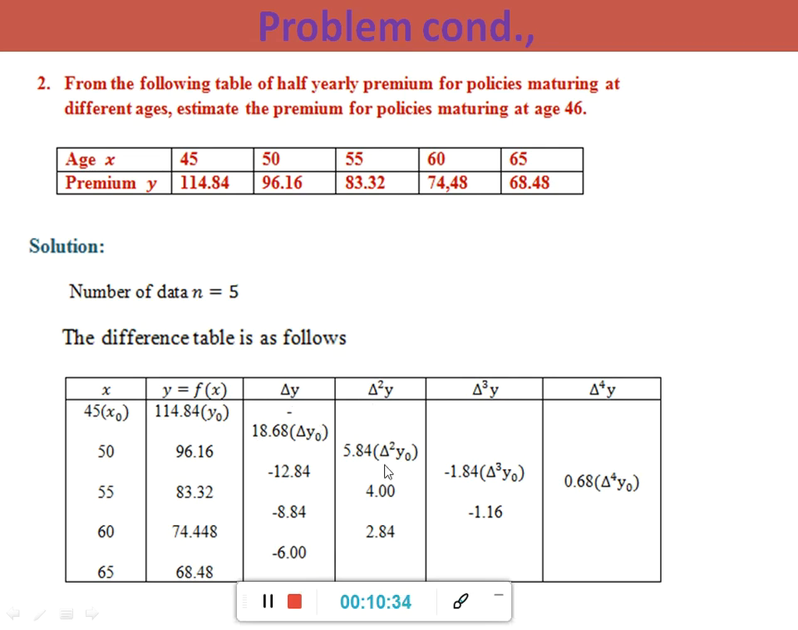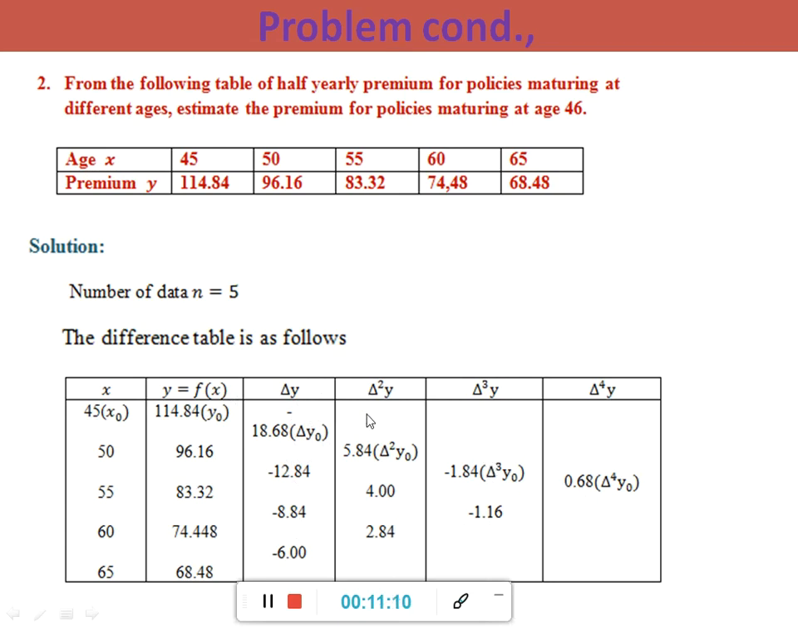Similarly, we can easily find the second order difference. Again, second value minus first value, second value minus first value, second value minus first value. Similarly, we can easily find the third order difference. Same thing, second value minus first value in the second order difference column. Similarly, we can easily find the fourth order difference. See the data here. From the beginning, we have 5 values. In the next column, it is reduced to 4 values. Next column, it is reduced to 3 values. Next one reduced to 2, finally 1.